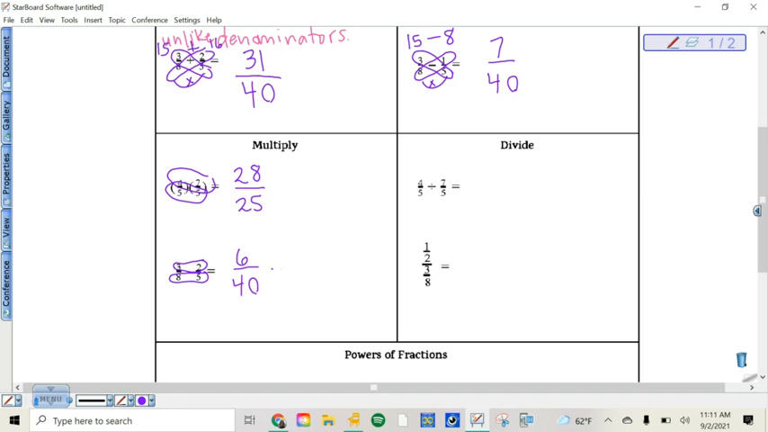What would it be simplified? 3 over 20. How did you get there? Half of 6 is 3, and then half of 40 is 20. Exactly. You divided the top by 2 and the bottom by 2. And we could simplify that. But again, I wouldn't mark you off if you just put 6 over 40.